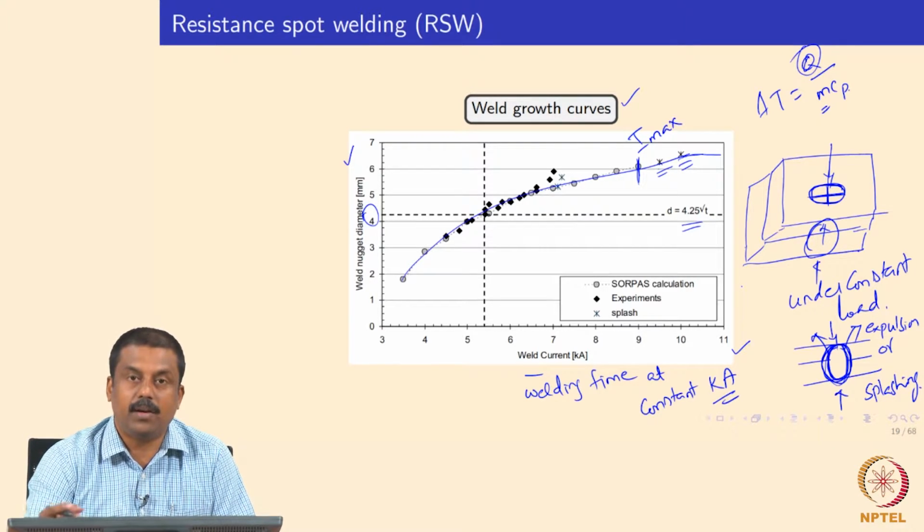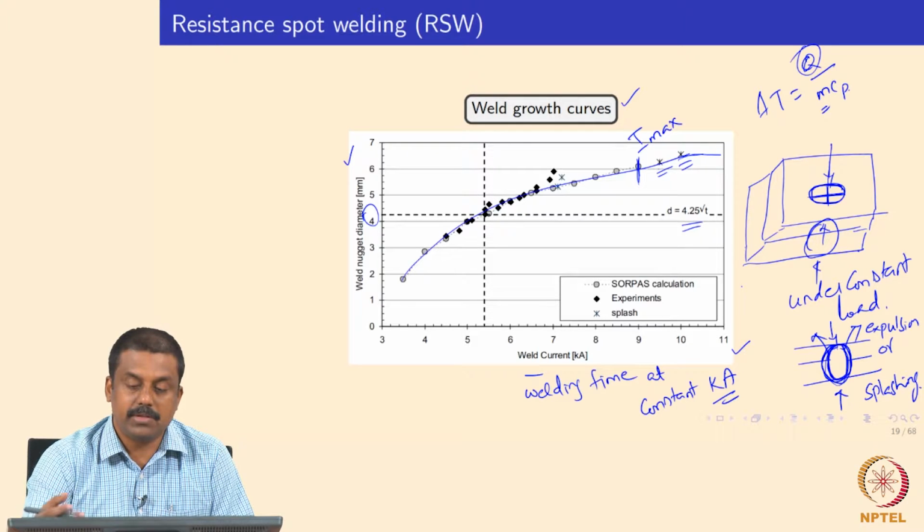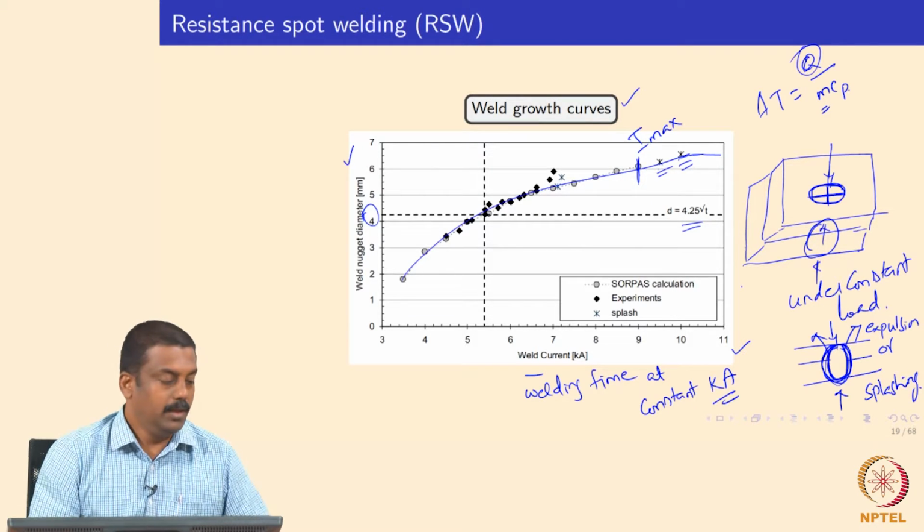and even if you change the composition slightly, for example, if you change from DP 800 to DP 1000, and if you change the carbon concentration from 0.2 to 0.25, your weld growth curves would also change significantly. Similarly, if you change the thickness from 1 to 1.2, again your weld growth curve may also change, and you need to identify the parameters, mainly current and welding time, for given thickness combinations. Good.